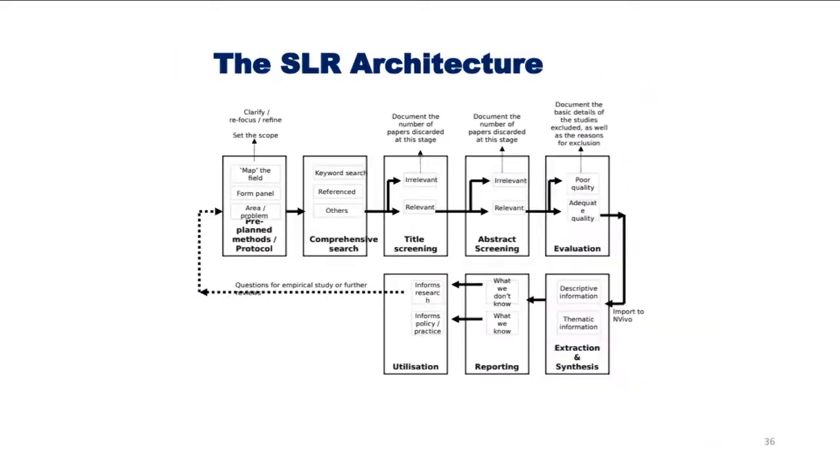Then a couple of things that you must do: you must include the SLR architecture. Architecture basically means how you reached those 60 articles. As you can see, this looks at the stages of SLR, the 5 stages: you map the field, you form the panel, you identify the business problem, then you do the keyword search, you find references. Then you do the title screening, then the abstract screening, then the quality control. After quality control, you do the extraction, then you report, and then you utilize. Utilize means you are going to make some recommendations to the industry.